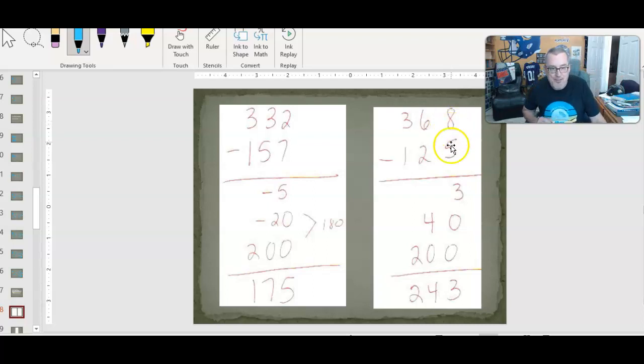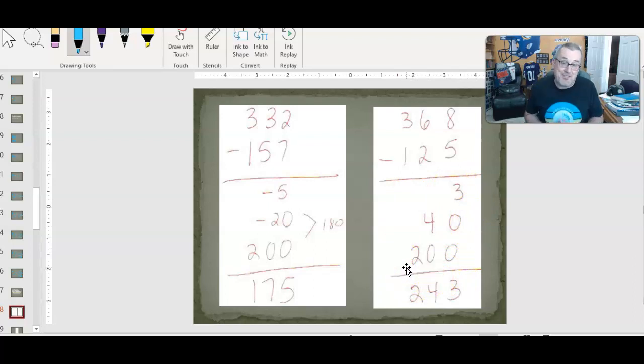And if you subtract 5 ones from the 8 ones, you'll have 3 ones left over. And if you subtract 2 10s, 20, from the 6 10s, you'll have 4 10s or 40 left over. And if you subtract that 100 from that 300, you're going to have 200 left over. And so altogether, what do you have left over? 243.